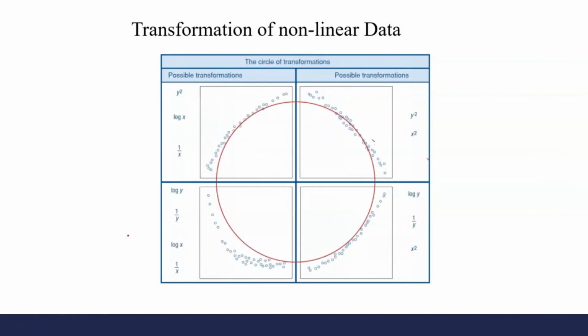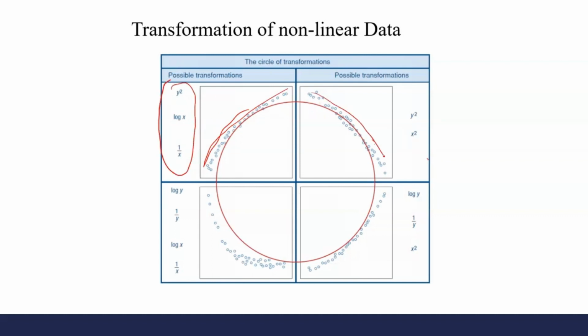Transformation of nonlinear data. I obtained this circle of transformation from the Cambridge textbook, so it's in there, and it's better to have it in your reference book. Now, if the original data, after you graph it using your CAS, looks like this, the points are more of that, then these are the possible transformations you could use.